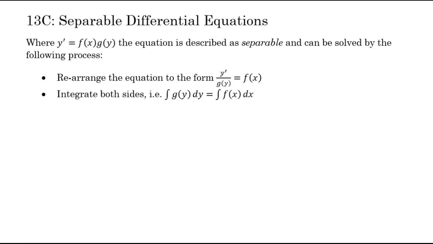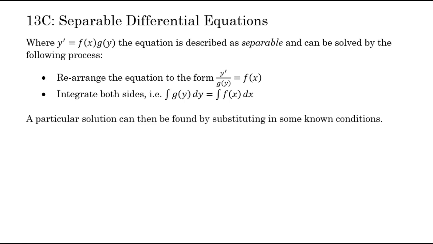Then essentially what I do is integrate both sides with respect to x, and by use of the chain rule, the dx's sort of cancel out and I end up with the integral dy on the left and the integral dx on the right. That'll give me a general solution with an arbitrary constant. To find a particular solution, I'll need some sort of known or initial conditions to substitute in, usually an x and a y.